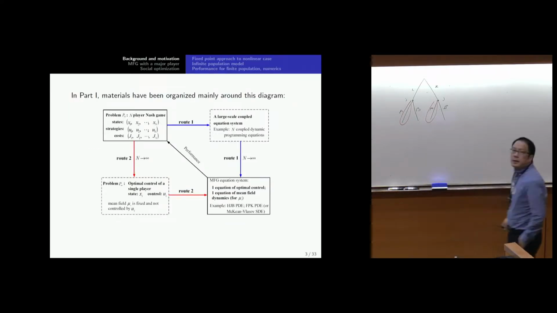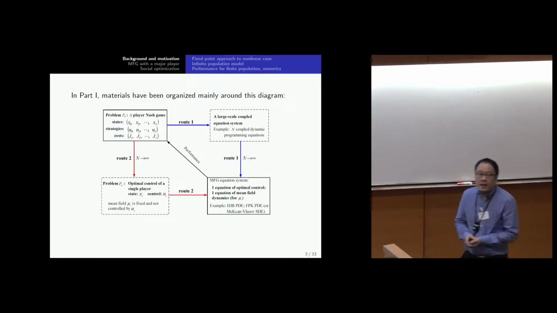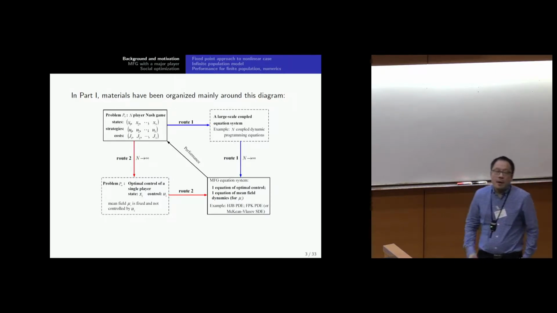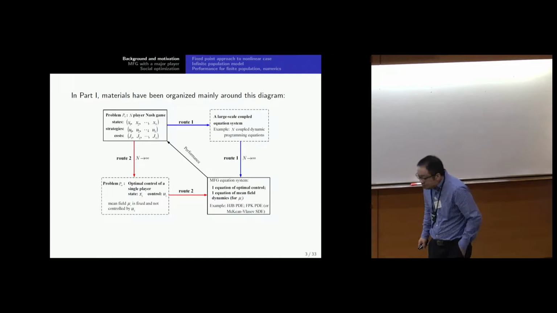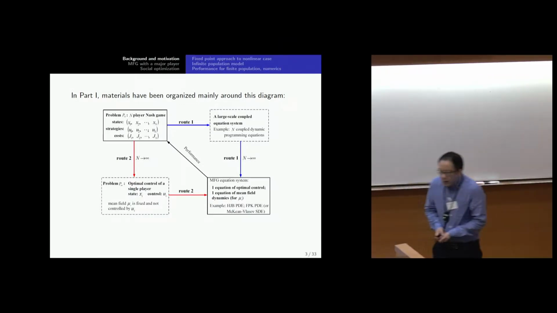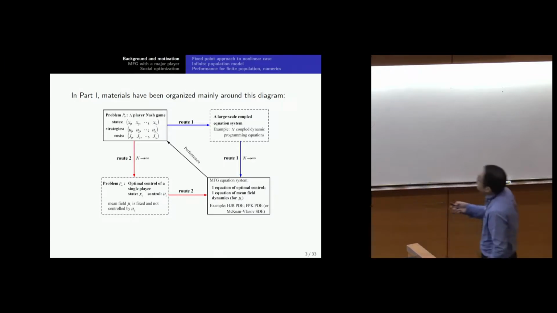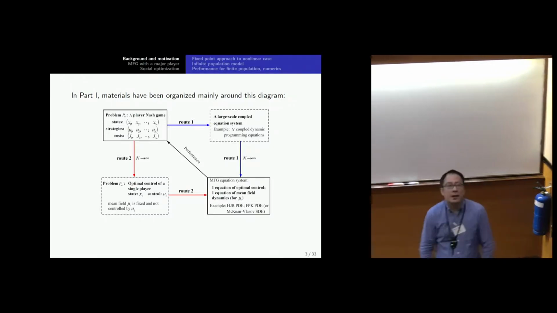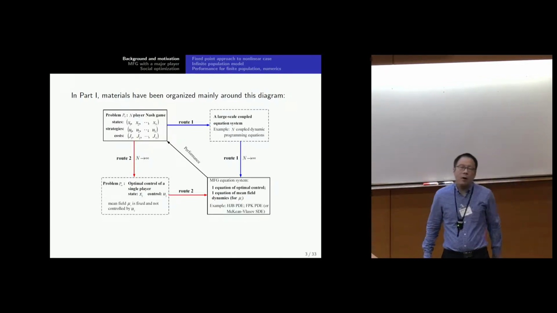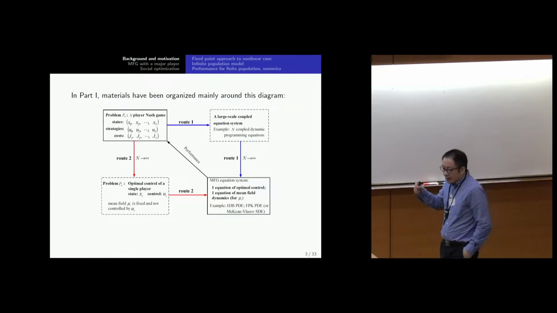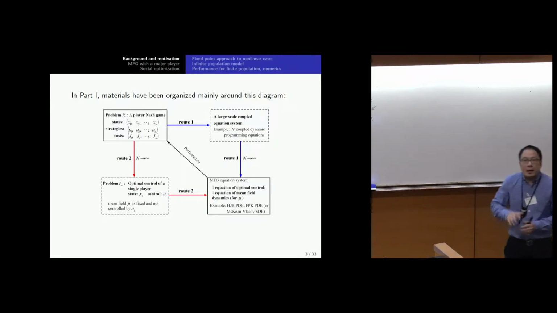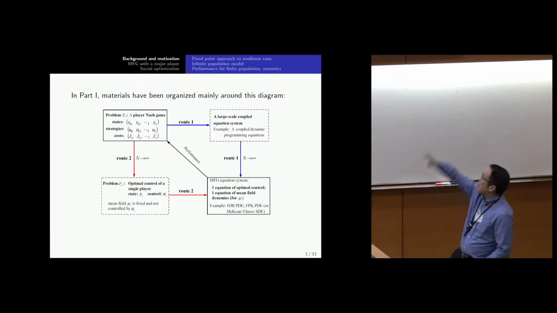So in this part, we will continue to cover other aspects of mean field game theory. In part one, the materials have been organized mainly around this diagram. Okay. So this is the big picture for the whole theory. Indeed, yesterday, almost everything had been tightly organized, okay, surrounding this frame.